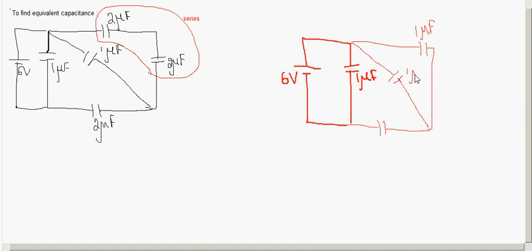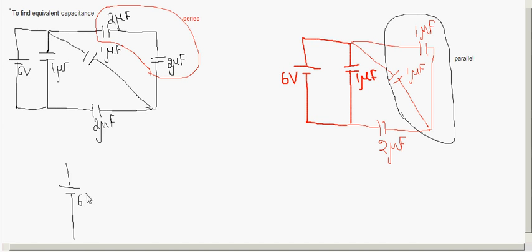Now carefully look, we can see that this 1 microfarad and 1 microfarad are in parallel. To find the equivalent of these two, we need to add them. So 1 plus 1 will give us a value of 2. So this will now reduce into 6 volt, 1 microfarad, 2 microfarad, and the parallel combination of 1 micro and 1 micro will give us 2 microfarad.